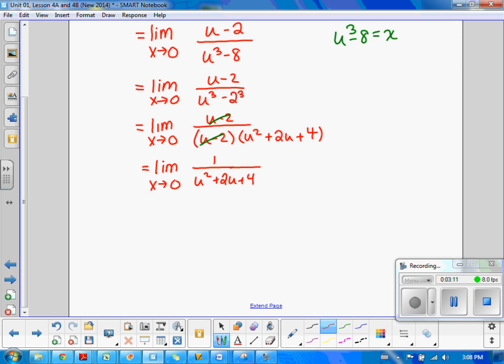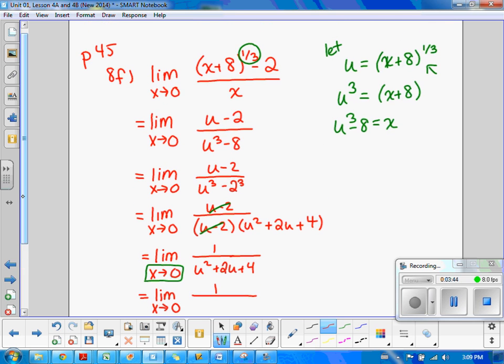A common mistake here is to plug 0 in for u, but be careful. You first have to put x back into the equation. We want the limit as x approaches 0, not the limit as u approaches 0, and they are not the same thing. So the first thing we have to do is put x back into the equation, remembering that x and u are related based on this equation over here.